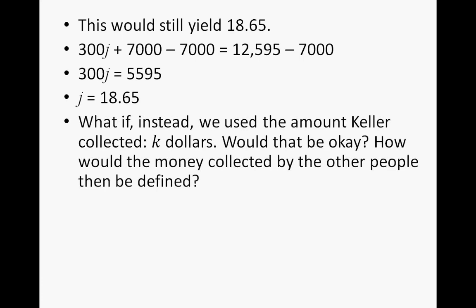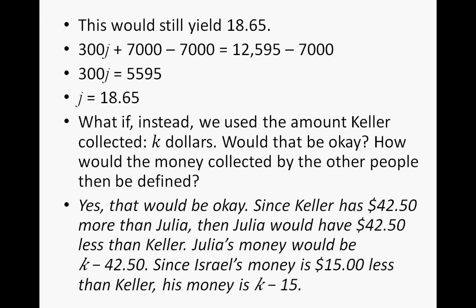So what if instead we used the amount Keller collected, K dollars? Would that be okay? How would the money collected by the other people then be defined? Well, it would be okay, since Keller has collected $42.50 more than Julia. Then that means Julia would have $42.50 less than Keller, and Julia's money would be K minus $42.50. Since Israel's money is $15 less than Keller, then Israel's money would be K minus 15.